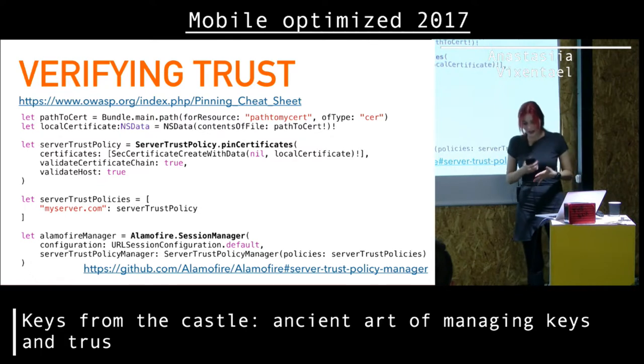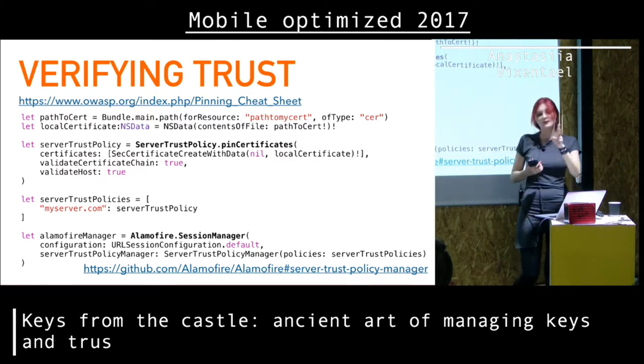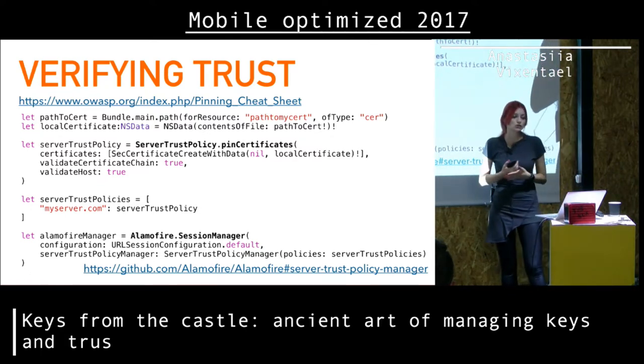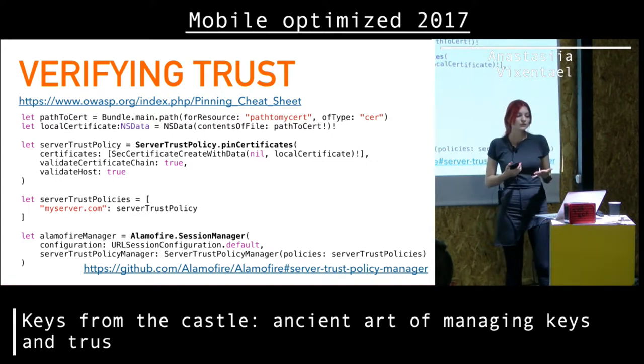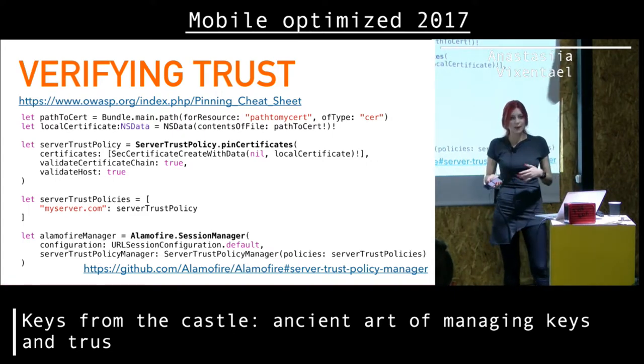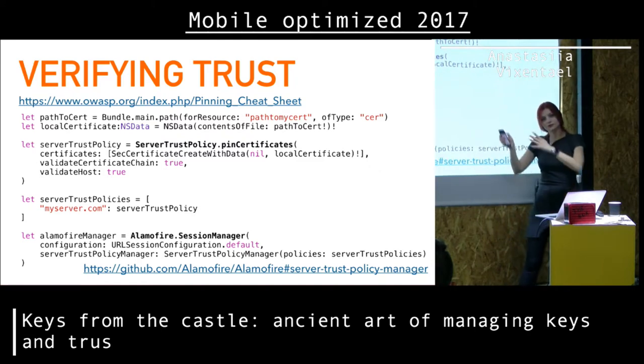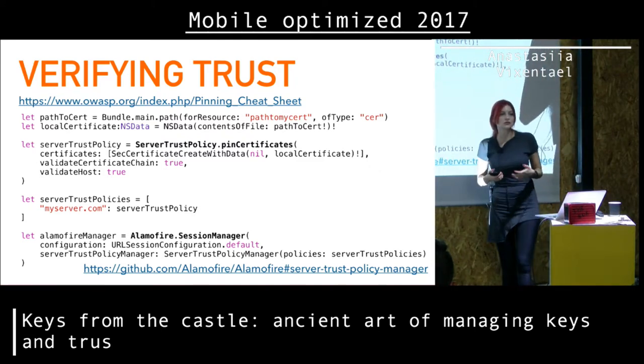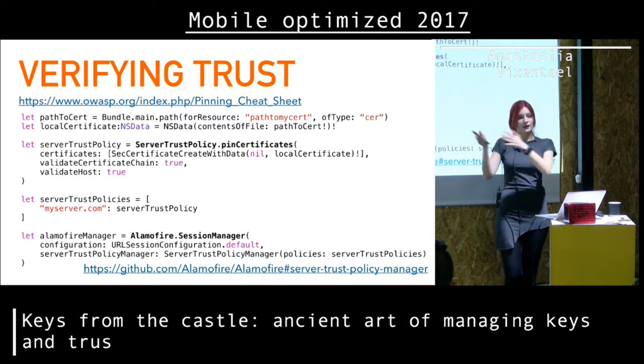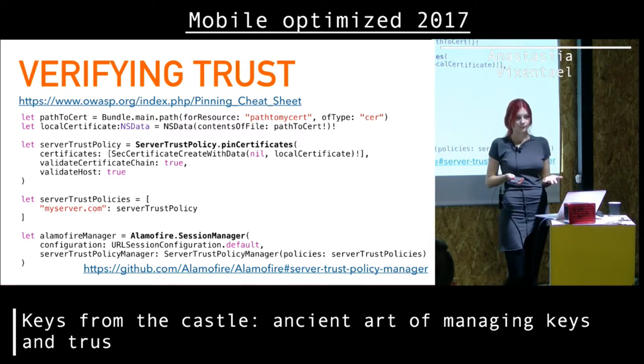So, when we have established trust using one of these three methods, we should verify the trust. Most of the time, servers verify the app when the app sends some kind of token to the server, but there are also a lot of ways how an app can verify a server, like SSL pinning.